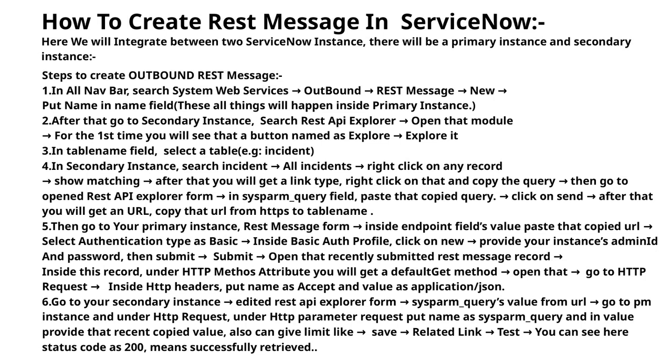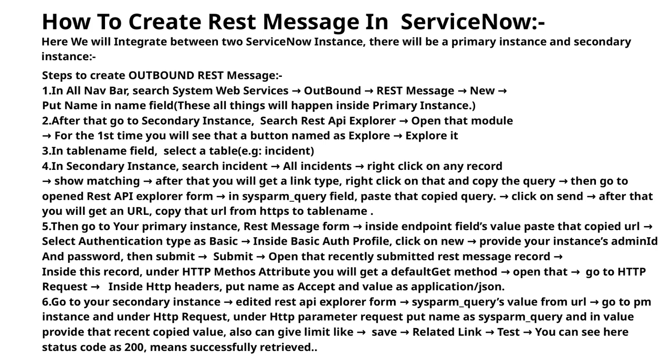In this slide, we're going to walk through how to create a REST message in ServiceNow, specifically focusing on integrating two instances, one primary and one secondary. The goal here is to set up an outbound REST message that allows these instances to communicate smoothly. First, we start inside the primary instance. We go to the All navigation bar, search for System Web Services, then Outbound, and select REST Message. We click New to create a new message and give it a name in the name field. This setup will all happen inside your primary ServiceNow instance.